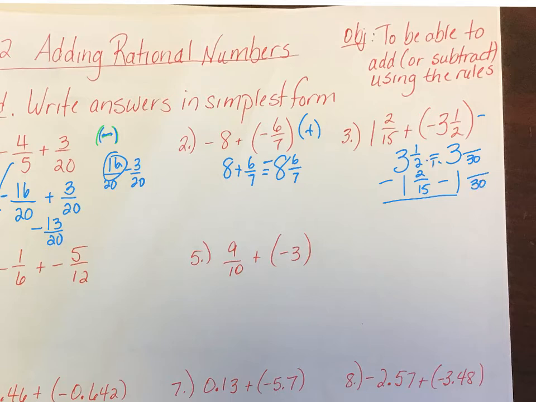Two times 15 is 30. 1 times 15 is 15. 15 times 2 is 30. So 2 times 2 is 4. Can we subtract now? We sure can. 15 minus 4 is 11 over 30. 3 minus 1 is 2. Keep the sign of the 1 on top from the original problem, so it is negative.